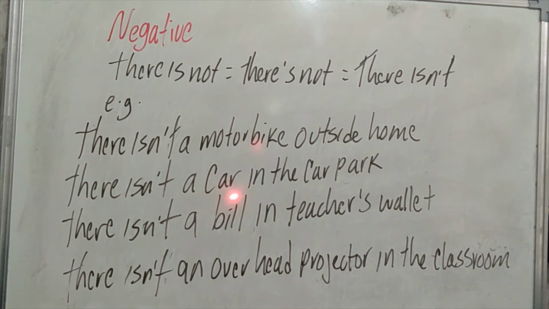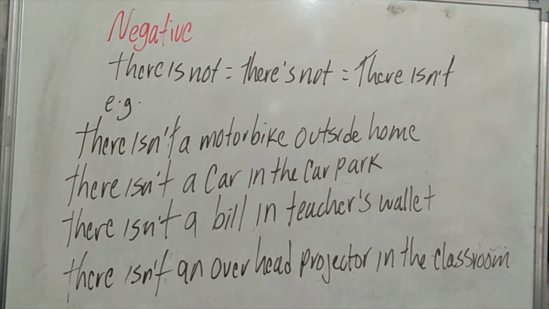There isn't a car in the car park. Dice, no hay un carro en el estacionamiento. There isn't a bill in teacher's wallet. No hay un billete en la cartera o en la billetera del profe. There isn't an overhead projector in the classroom. No hay un proyector en el salón.